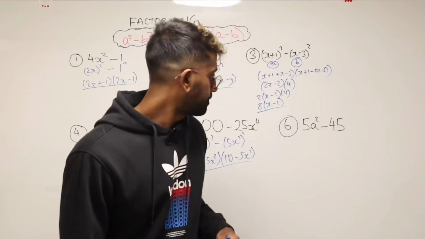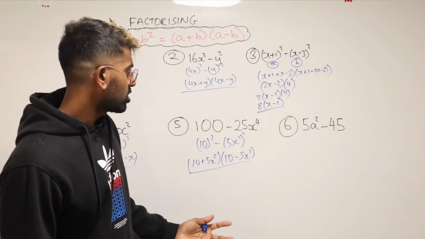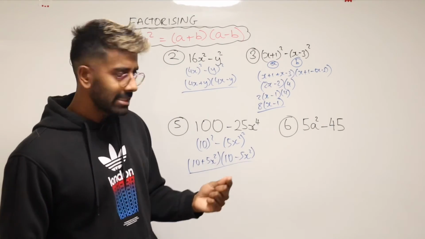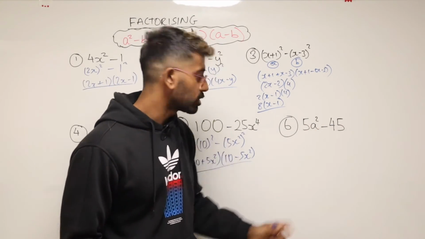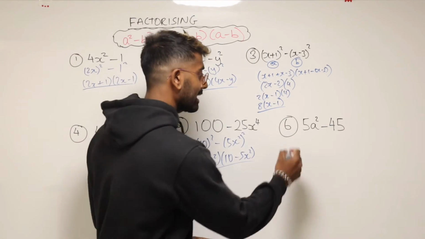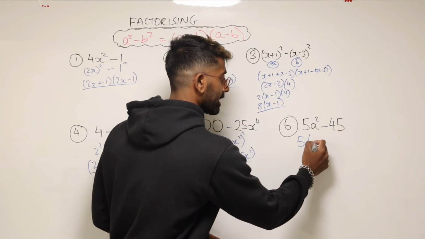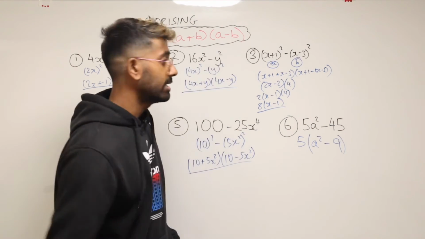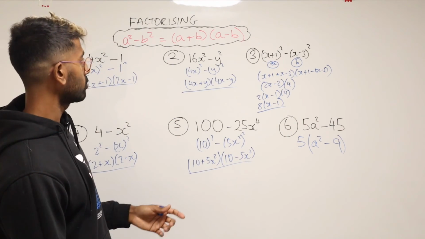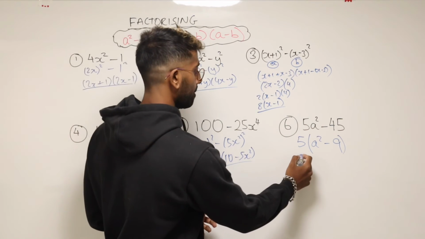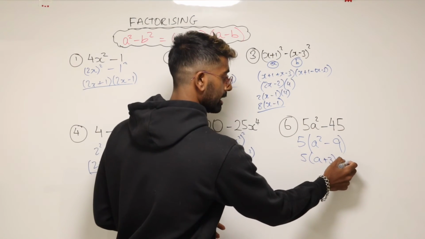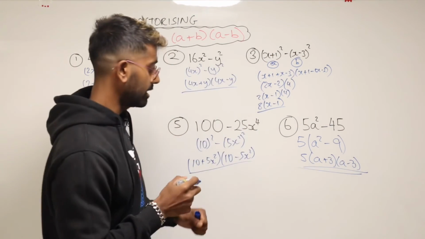Now for the last one, at the moment, it doesn't look like you can write this as anything squared and that as anything squared. But what we can see is that there's a common factor between this. This has a 5, 45 can be divided by 5. So let's take out 5 to begin with. So we'll have 5, then write a big bracket, and a squared minus 9. And now you can see a squared minus 9, well, that's kind of like what we had before. So what we could do is have that as 5, and this would then be a plus 3 and a minus 3. And there you go.